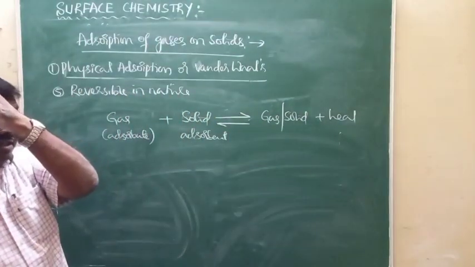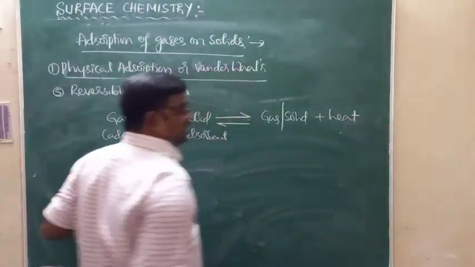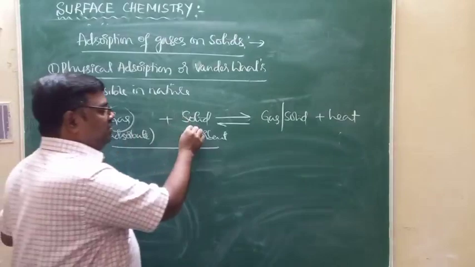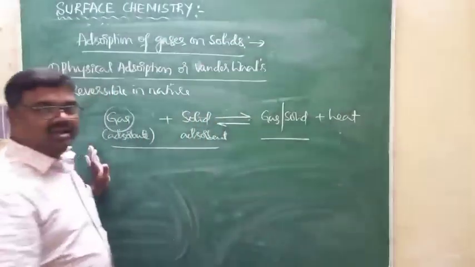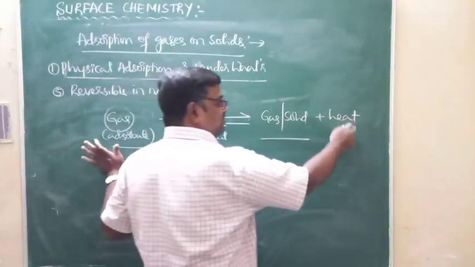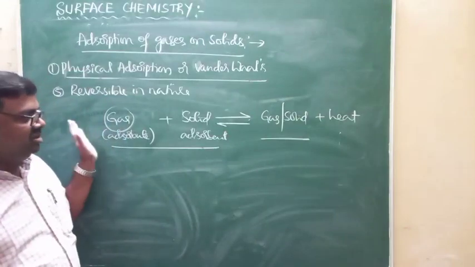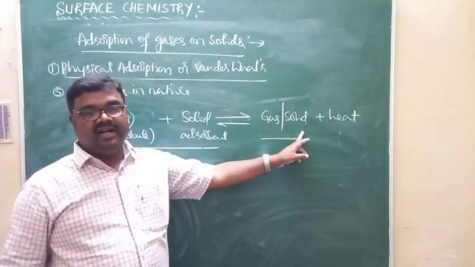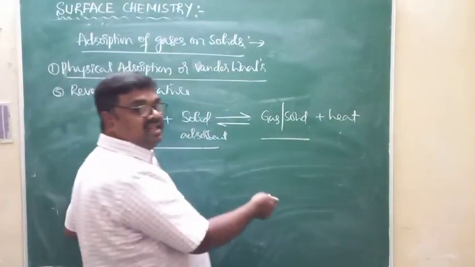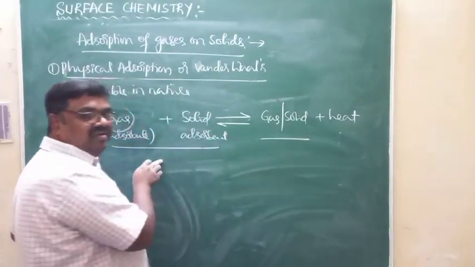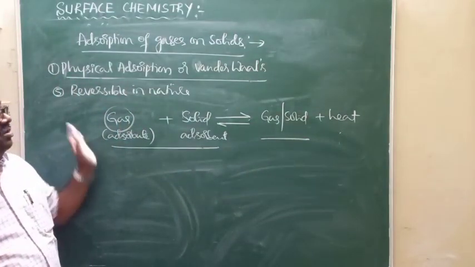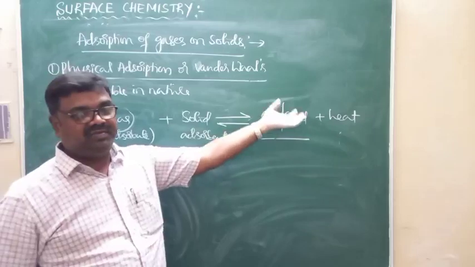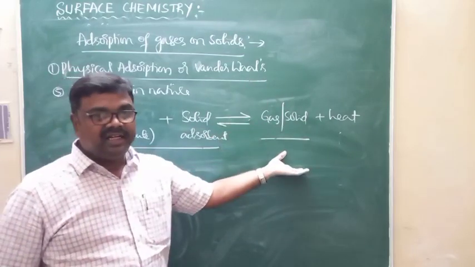According to Le Chatelier's principle, exothermic processes are favored at low temperature. At the same time, when a gas is adsorbed on the surface of a solid, pressure decreases. So this process proceeds through liberation of heat and decrease in pressure. Because of that, the forward process is favored at low temperature and high pressure according to Le Chatelier's principle. If I increase the temperature or decrease the pressure, the process will be reversed. Therefore, in the reverse process, there is desorption of gases from the surface of the solid. That is, desorption can be brought about by increasing temperature and decreasing pressure.